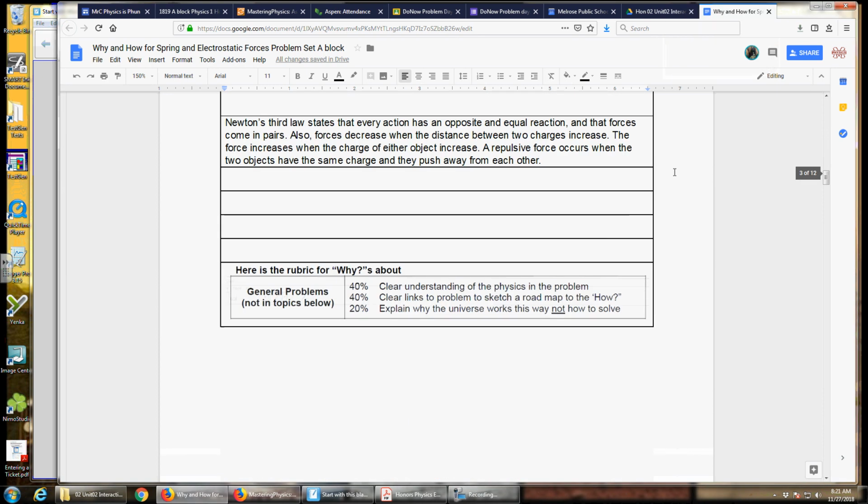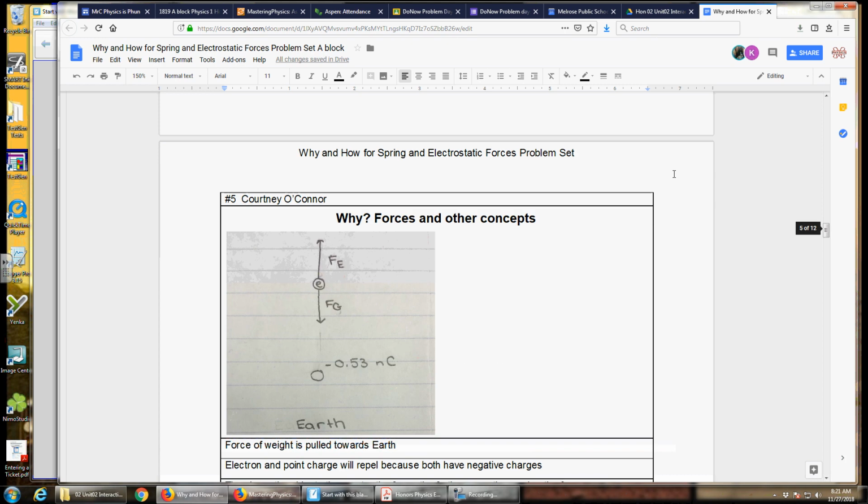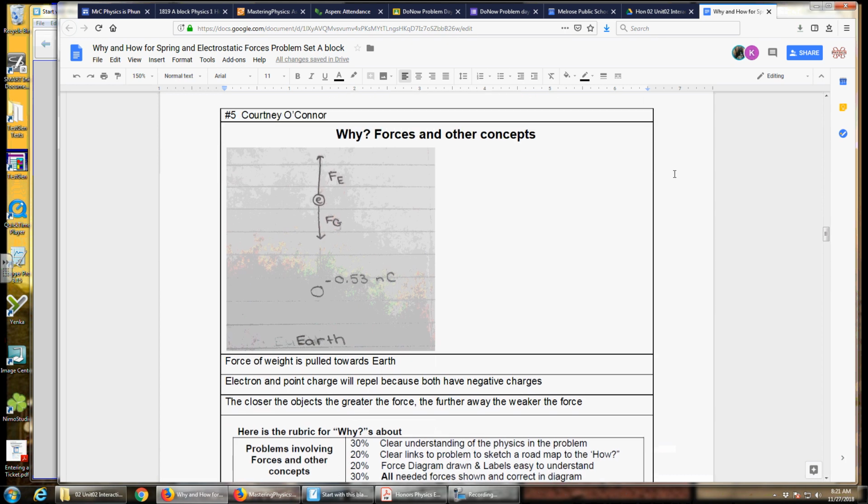Need that Y for number 5. Oh, this is our electron being attracted and repulsed.